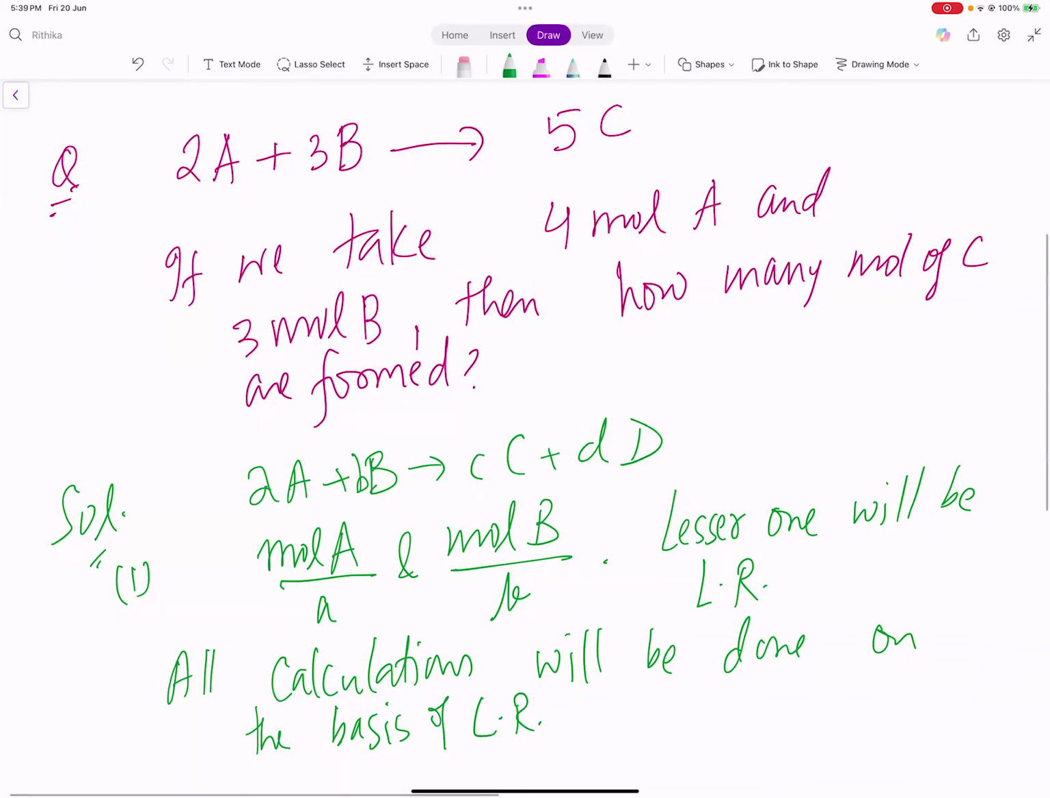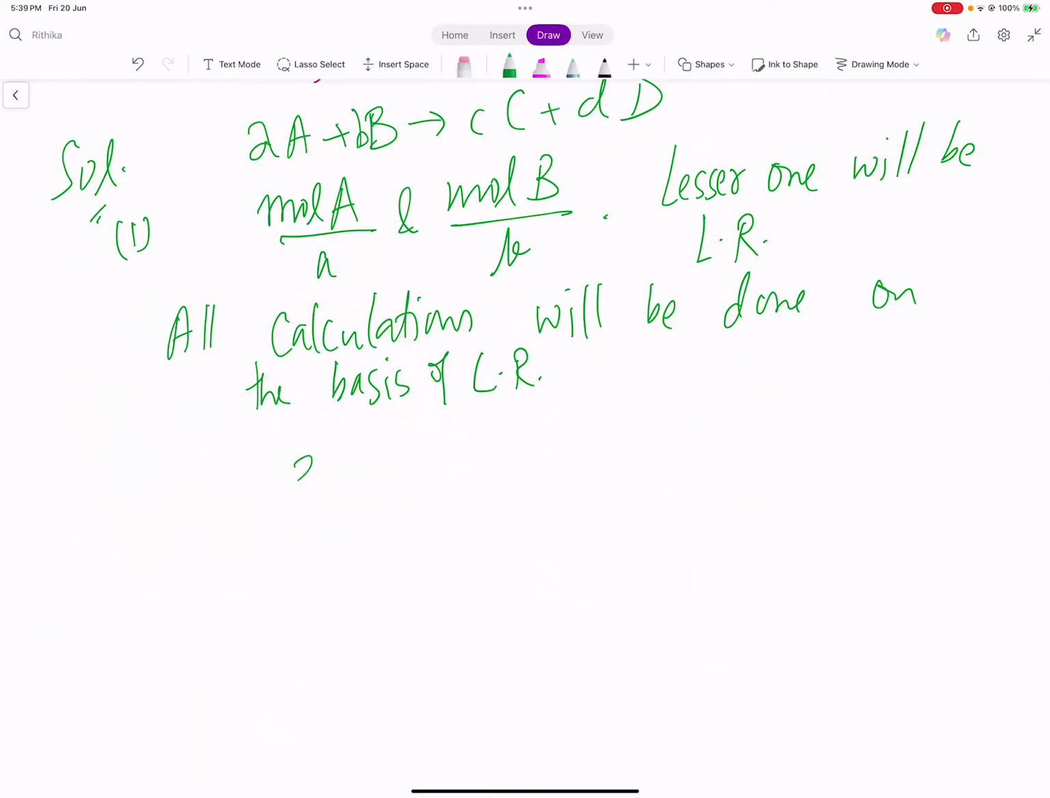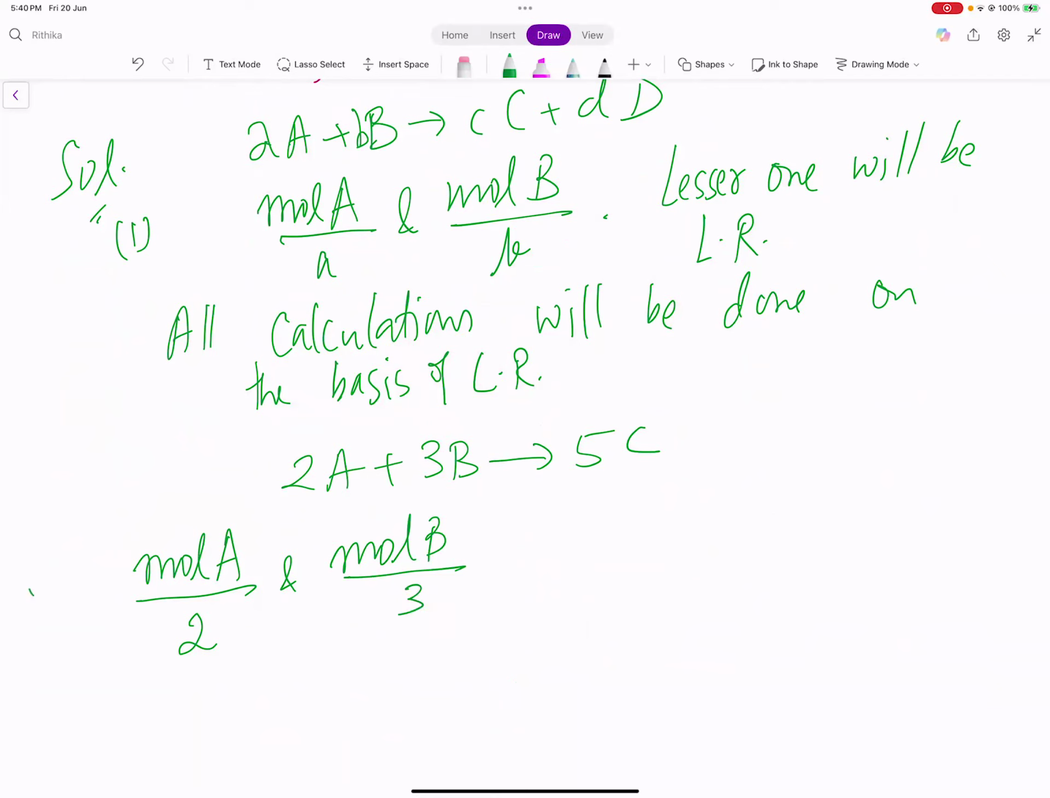See how we will proceed for this one. 4 mole A, 3 mole B. So it was 2A plus 3B goes to 5C. We have to compare mole A by 2 and mole B by 3, right? Yeah. Step 1, compare. So how we will compare? Mole A is 4, right?